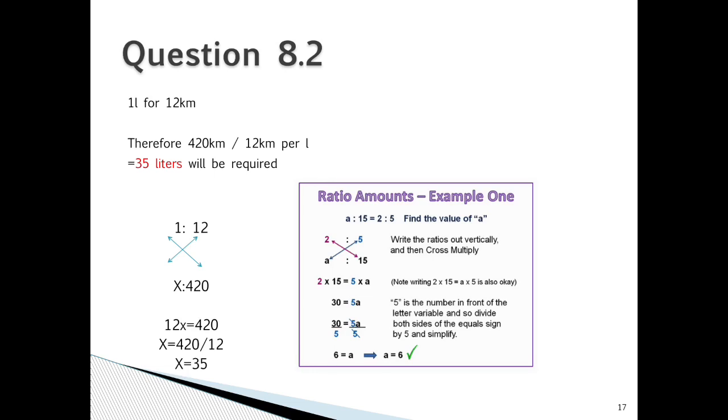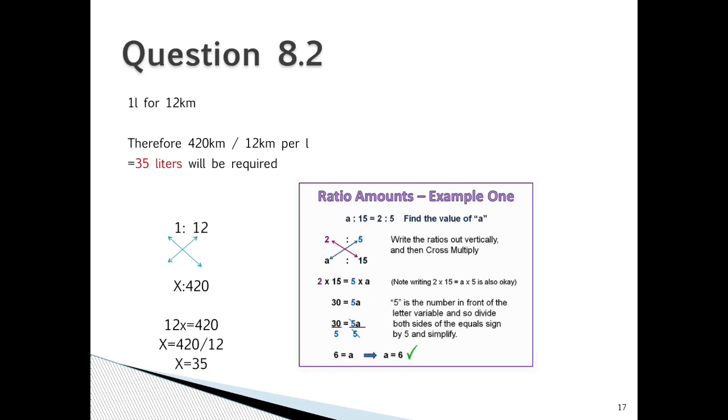You could also use the ratio method. Here's an example. The ratio A is to 15 is equal to 2 is to 5. You find the value of A. Write the ratios out vertically and then cross multiply. So 2 times 15 is equal to 5 times A. 30 is equal to 5A. If you divide by 5, you get A is equal to 6.